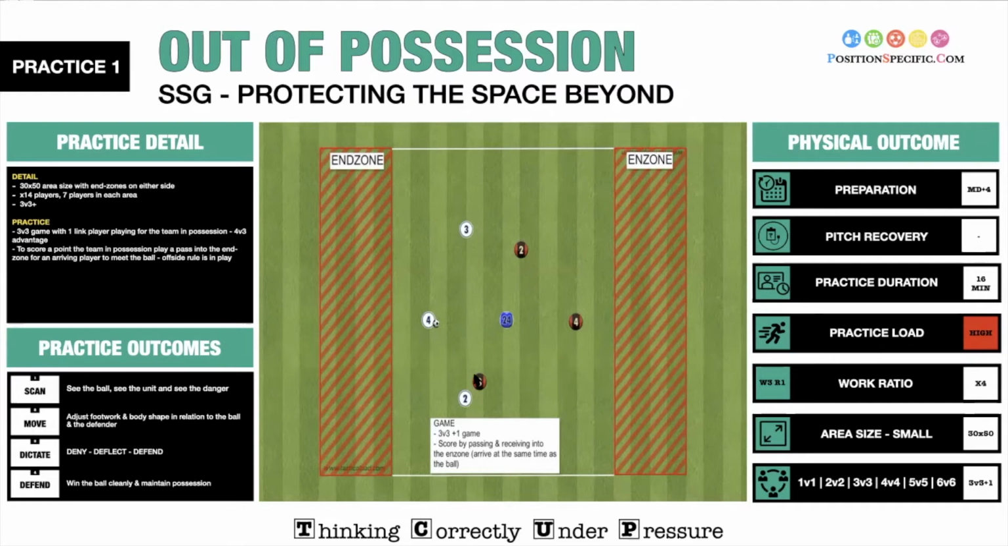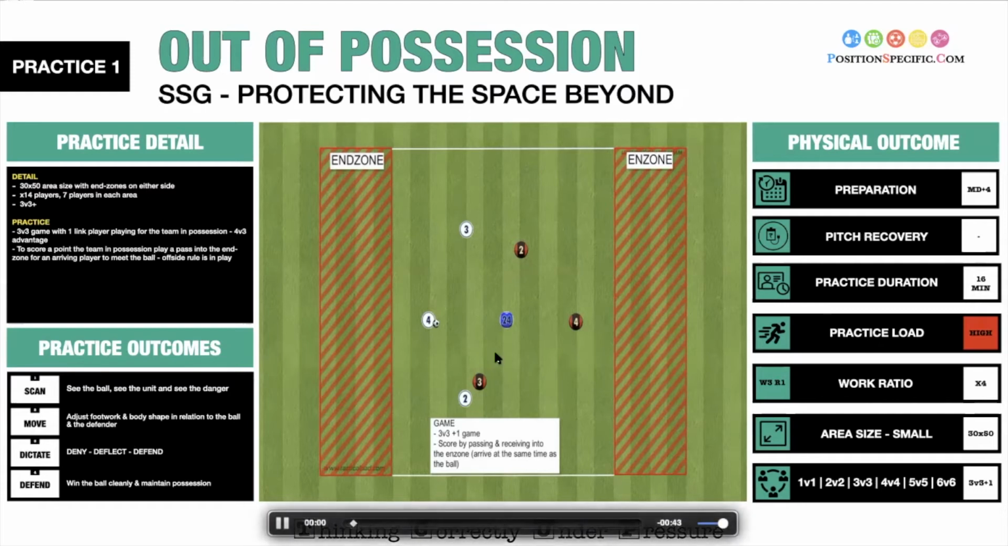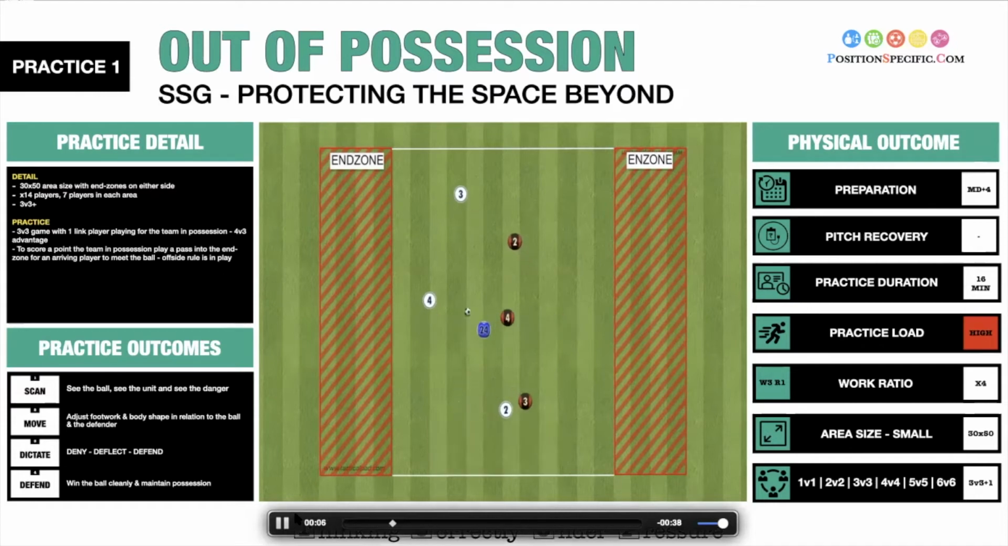So like I just said there, 3v3 +1 with 2 end zones. So the team in possession get the +1, which then makes it difficult for the team out of possession. So when do they change the mark? When do they stay with a runner? Now, the team in possession are not allowed to dribble it into the end zone, so they've got to find a pass.